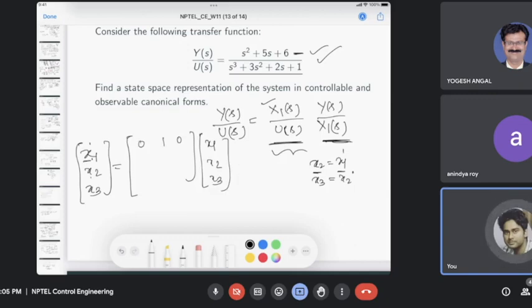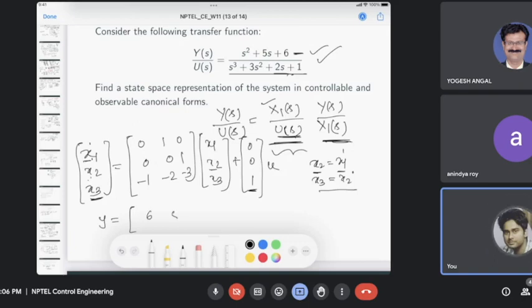x1 derivative will be equal to x2, and similarly x2 derivative is equal to x3. And then the last row will have minus 1, minus 2, minus 3, and B will be 0, 0 and 1, because this u is multiplied there. So this 1 will come in the last term, x3 derivative, and what will the output equation be then? So this is 6, 5, 1 times x1, x2, x3.